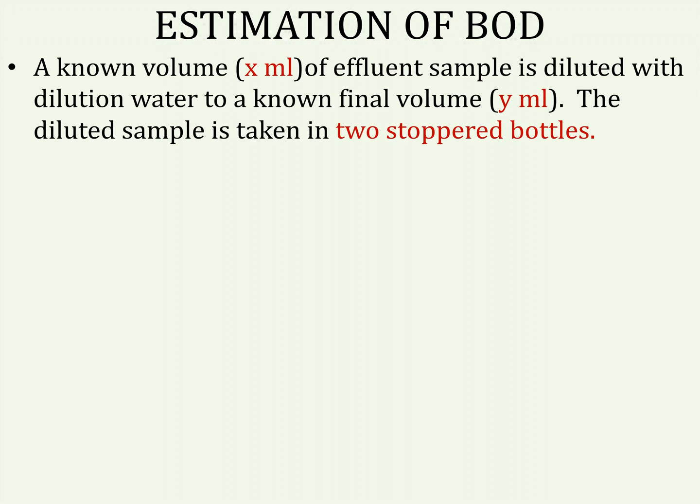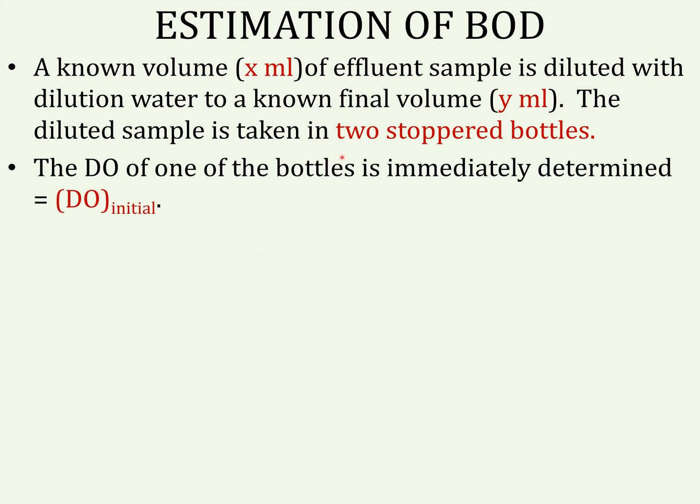Estimation of BOD, what is the procedure? Well, we are taking a known volume of the sample water, say X mL, and we are diluting it to Y mL. X mL is the initial volume, Y mL the final volume. Now we are going to divide the water sample into two, and they are taken in two separate stoppered bottles.